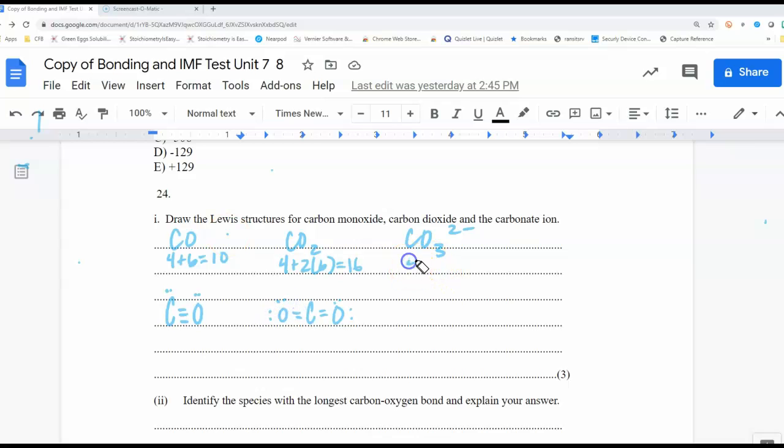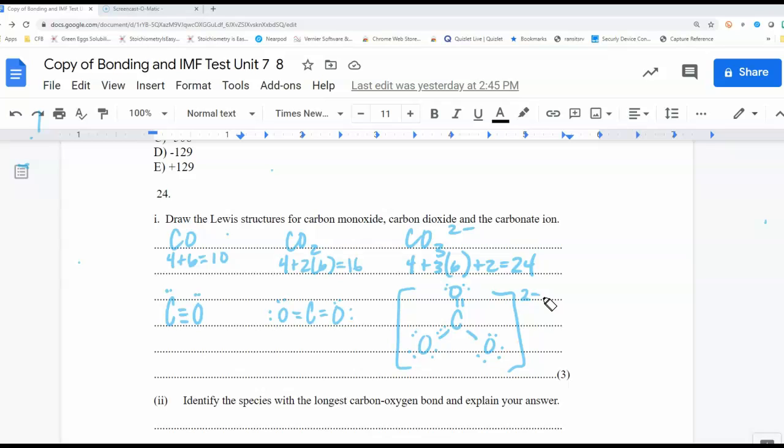And then for the carbonate ion, I have 4 plus 3 times 6 plus 2 more. So I'm going to end up with 18, 20, 24 electrons. So I'm going to end up with a carbon in the center and 3 oxygens bonded around it. And one of the oxygens is going to make a resonating double bond like that. And then when I get completed, of course, I need to show that in parentheses and write the 2 minus charge on the outside. And that will earn me all 3 points.